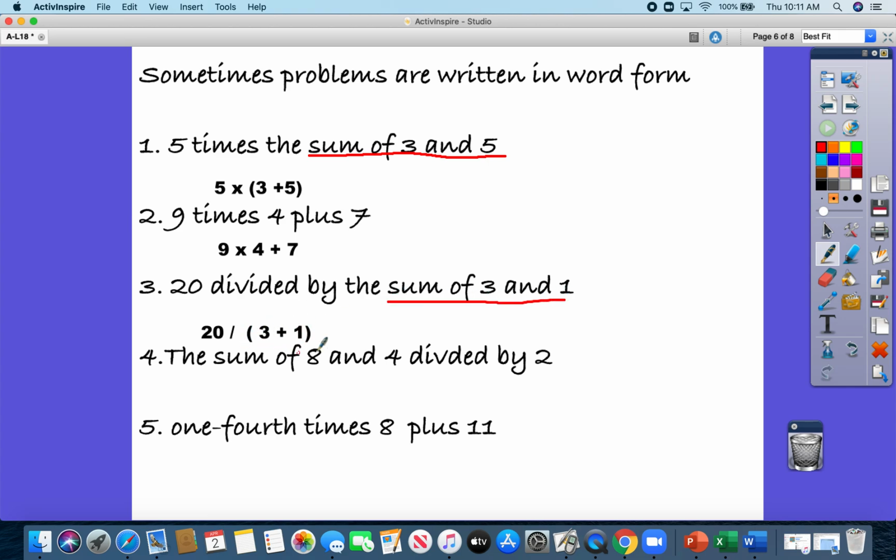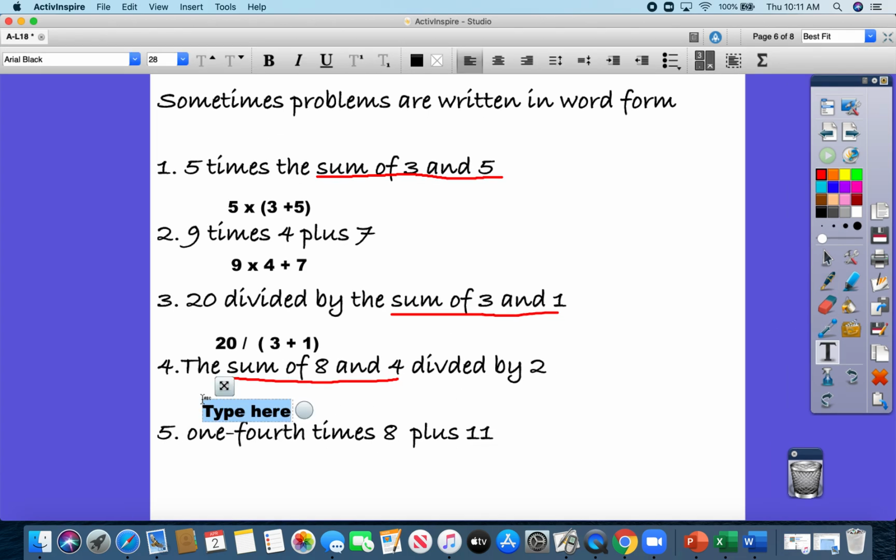So I had to put that 3 and 1 in parentheses. The sum of 8 and 4 divided by 2. So this time, I'm going to have to put the parentheses first. 8 plus 4. Divided by, oh my goodness, computer, divided by 2. Okay? And then this one, ooh, 1/4 times 8 plus 11.